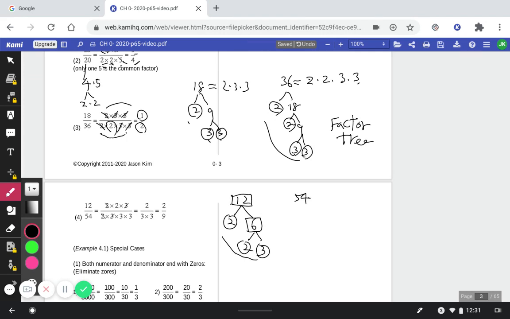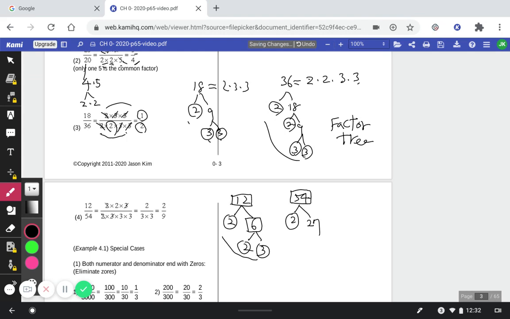Now you can break 54 into a multiple of prime numbers. Again, it's an even number, and every even number has 2 as a common factor. So 2 is your first prime number. You divide 54 by 2, you end up with 27.